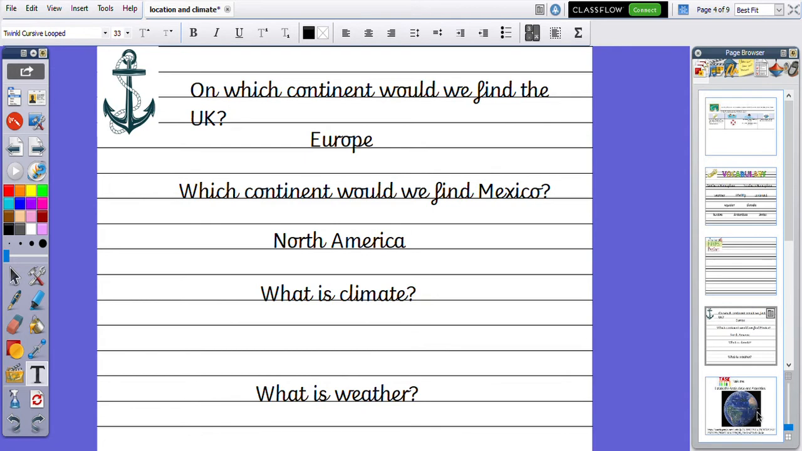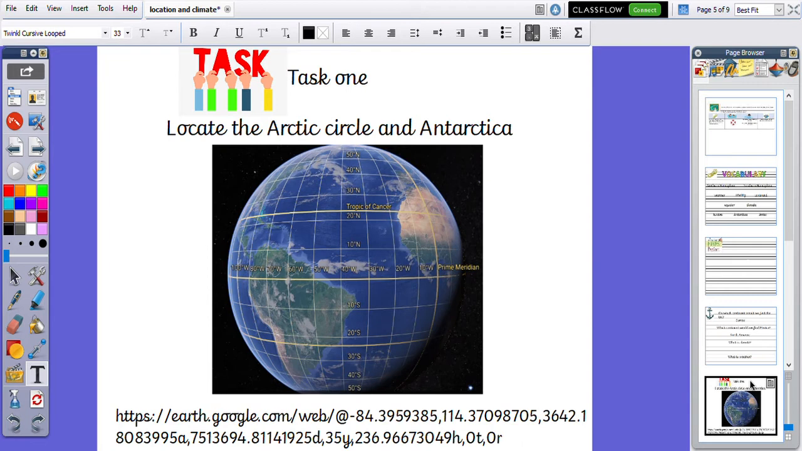Okay. So then your first task is going to be this. I want you to go to Google Earth. So if you go back to the home learning page, there will be a link to Google Earth, and it will come up with the globe just like this. I want you to go and find the Arctic Circle, and I want you to find Antarctica. Okay. I want you to think about the equator. So what is the equator? So think about what hemisphere the Arctic Circle might be in, and what hemisphere the Antarctic area would be.